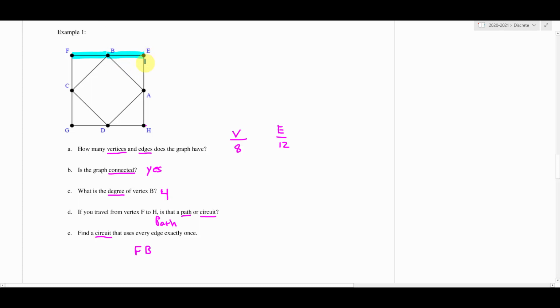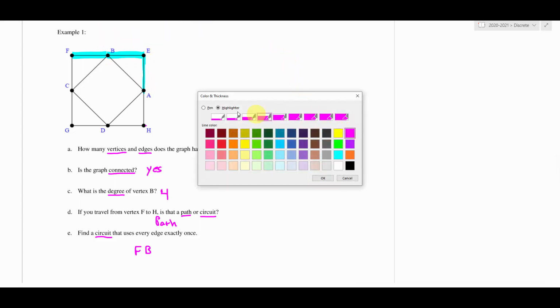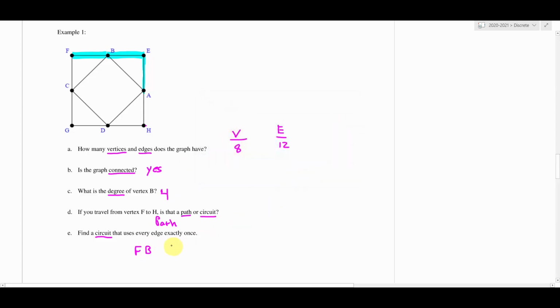All right, so now that I'm at E, I only have one option here. I have to go down to A. There's only one edge for me to travel. Okay, and then so I went F, B, E, A. Before I get too far ahead of myself here, I'm going to write that down. All right, so I went F, B, E, A. All right, and then from A, I'm going to go to H.